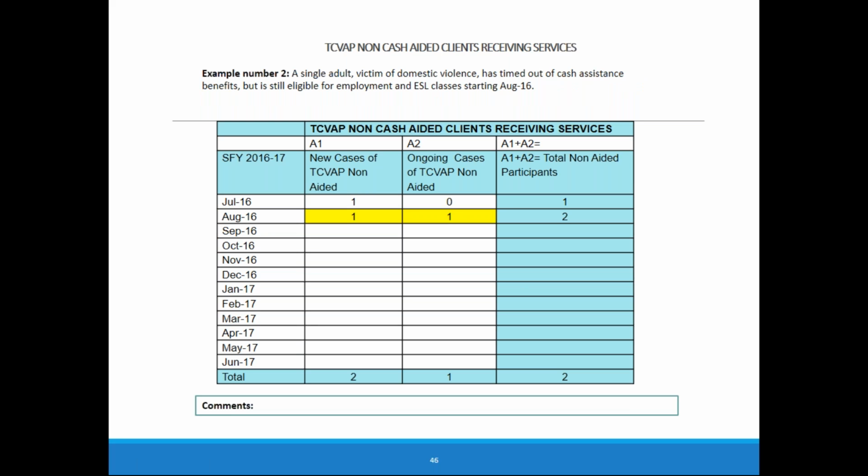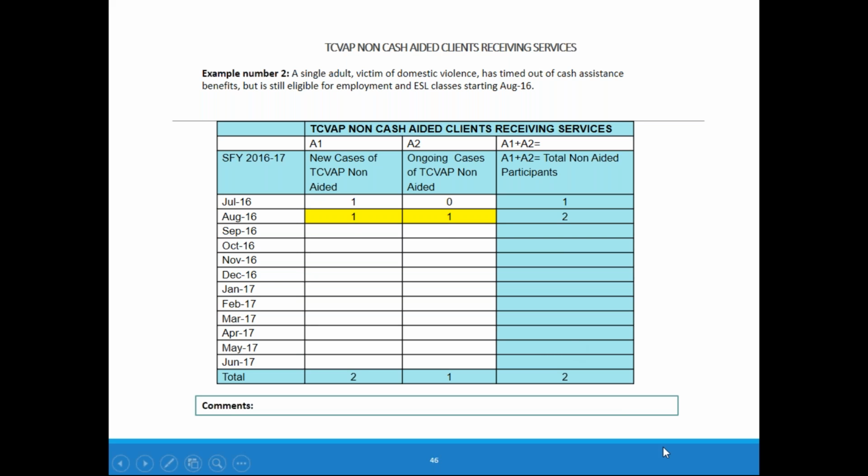A single adult victim of domestic violence has timed out of cash assistance benefits, but is still eligible for employment and ESL classes starting August 2016. This information will be entered in the August 16 row. On column A1, enter 1 to count for 1 case, and on column A2, enter 1 that totals the number of ongoing cases from previous months.